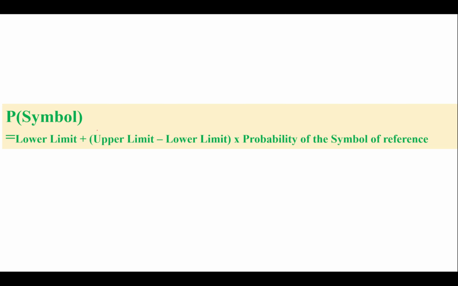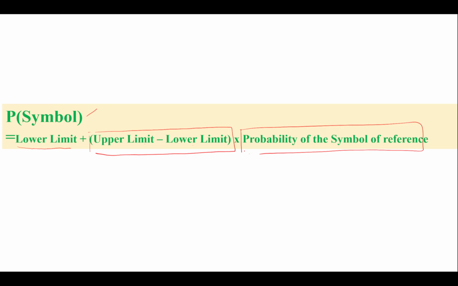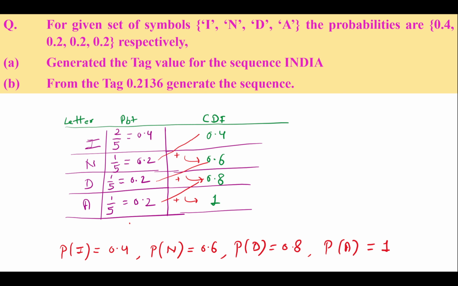In arithmetic coding, there is a very basic formula. The probability of symbols is defined by this term. The first term is the lower limit, and this term is the difference, actually upper limit minus lower limit, and this term represents the probability of the symbol. Please remember this point, and this is a very useful formula to generate the tag. And after that we are going to generate the sequence.